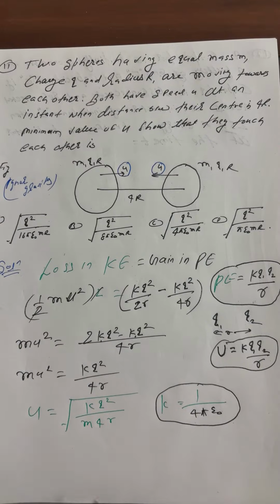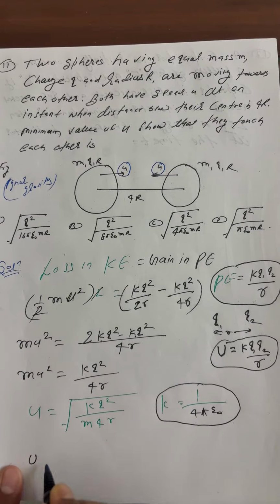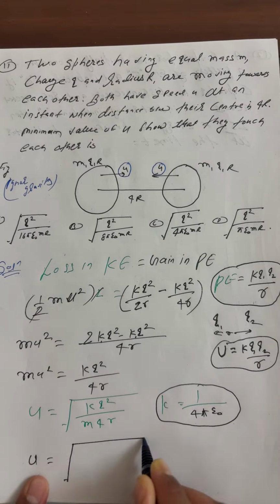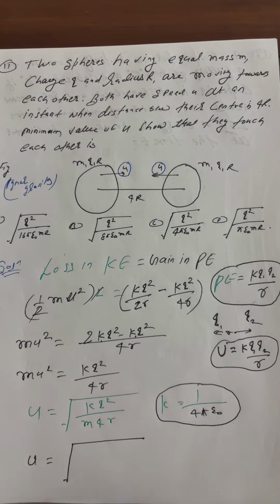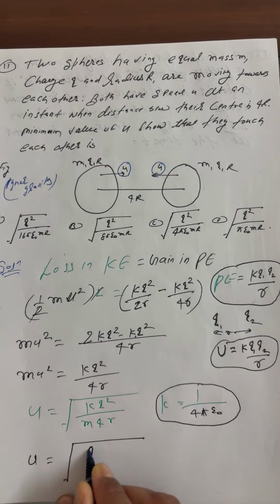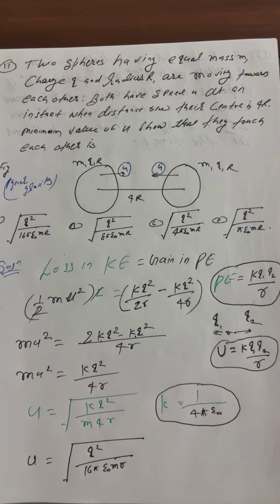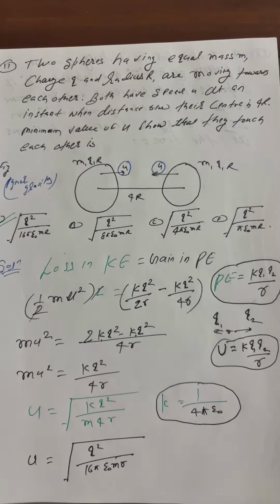Students, you can feed this value over here. Then you will get U, the speed of the particle. They will not collide, they will just touch each other. How much? This is q square by 16 pi epsilon naught m r. So which option is correct, students? This is option number first.